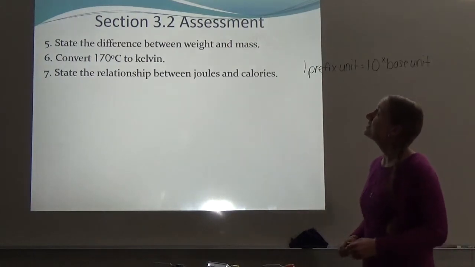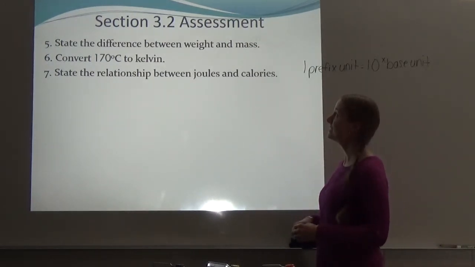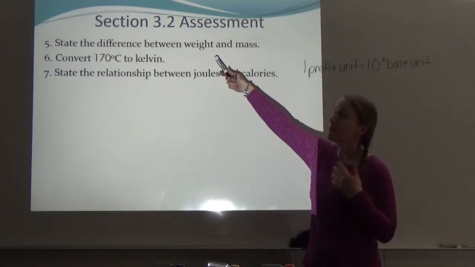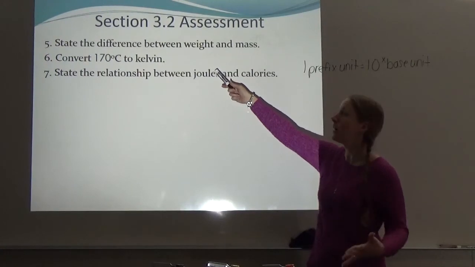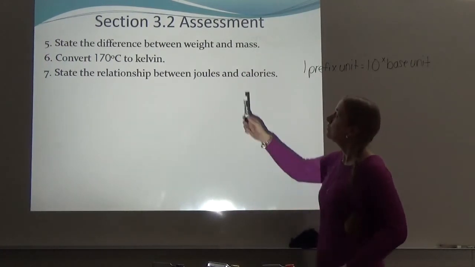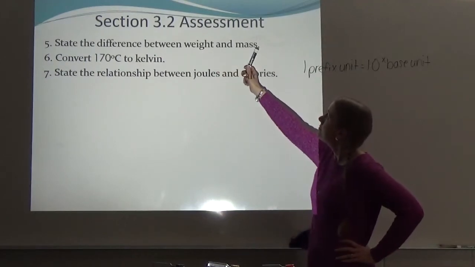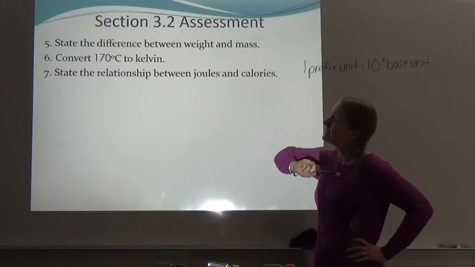Alright, so state the difference between weight and mass. Okay, so again, this is a verbal answer, so I'm just going to say it. Weight is the measure of the force of gravity on our mass or on an object. Mass is the amount of matter an object contains. So weight is based on gravity, mass is not. Okay, weight is based on gravity, mass is not.